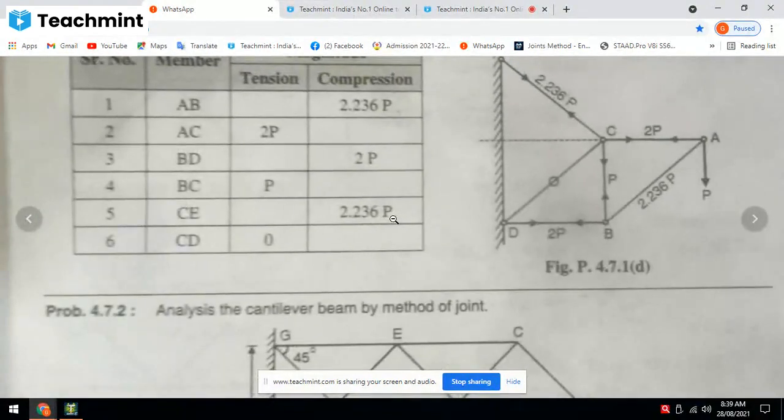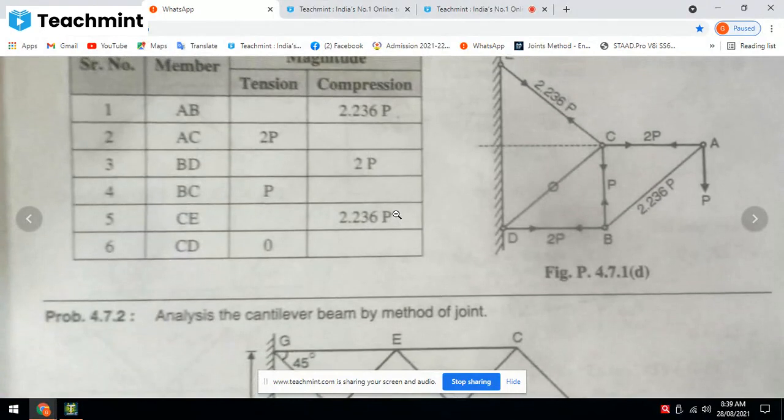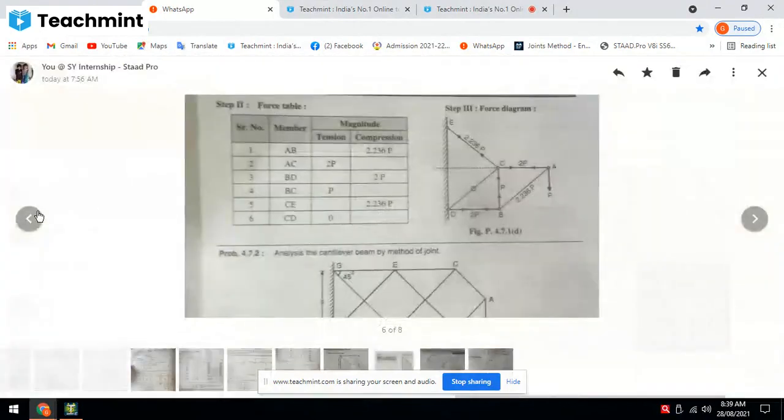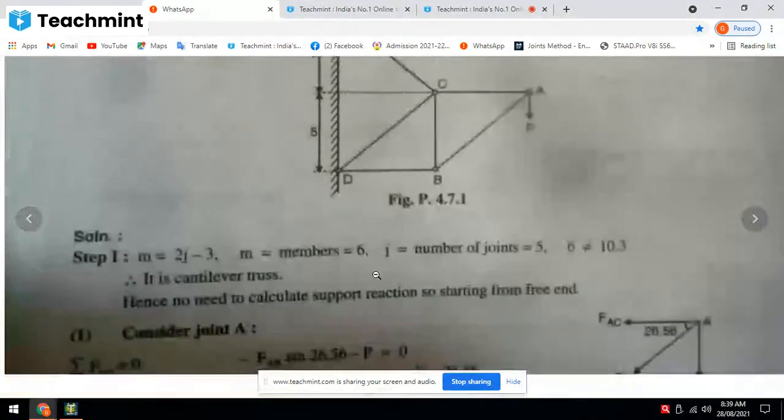10 gives us the 22.36. If we take P is equal to 10, okay, so we'll solve this truss.